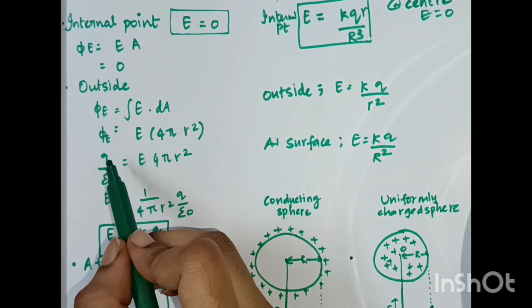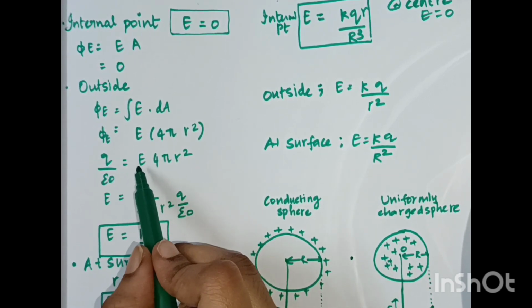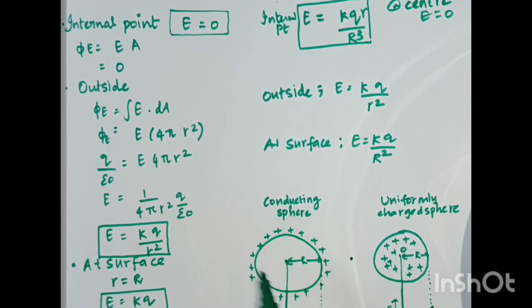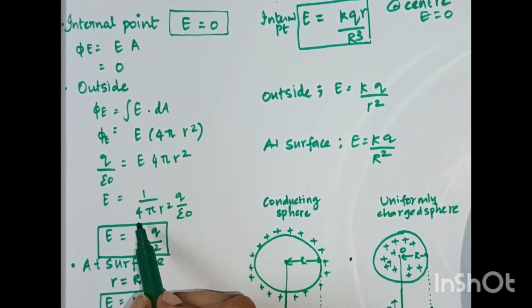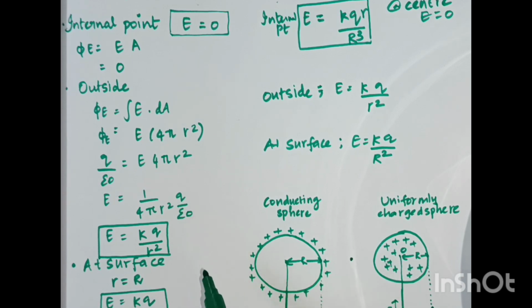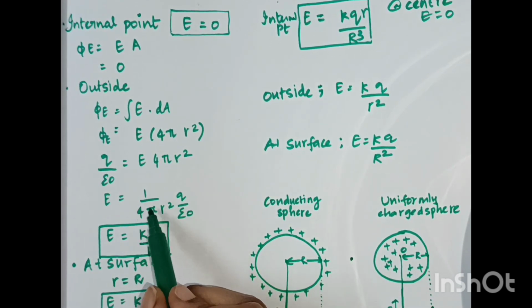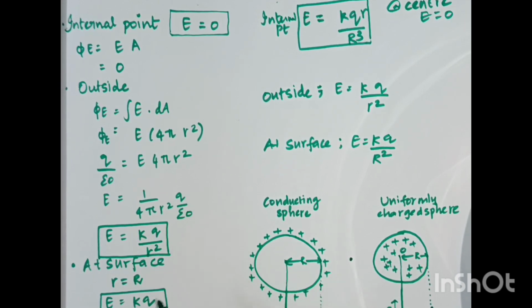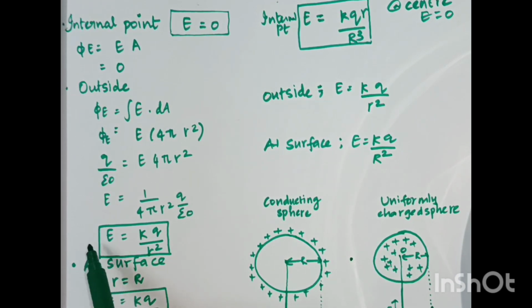Then phi is Q by epsilon naught, that equals E into 4 pi r square. If the charge is q, then we take that q. From this, E equals 1 by 4 pi epsilon naught times q by r square. 1 by 4 pi epsilon naught is k, so we write k separately, kq by r square. This is the general formula for finding the electric field at a point at a certain distance small r from the center of the shell.